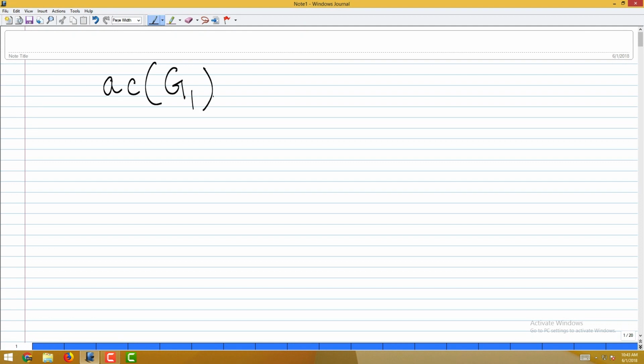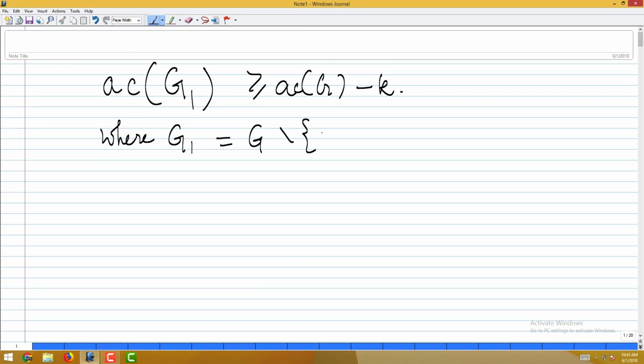graph G1 given a graph G, where my G1 was nothing but the graph G minus a set of k vertices. You delete all k vertices from G, and that is your G1. So, in this case your algebraic connectivity is going to have this lower bound, AC of G minus k. So, this much we saw yesterday, and we wanted to also answer one more thing.